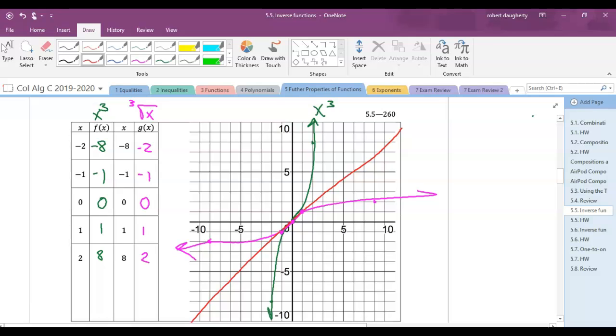The other way to tell is (-2, -8); I better see (-8, -2) over here. (-1, -1) and (-1, -1). (2, 8) and (8, 2). So what happens is x and y just switch roles, making these inverse functions of each other. The red line is just the line y equals x. If these two functions are inverses of each other, I can tilt my head to the right and that red line should be the mirror. And these things look identical.